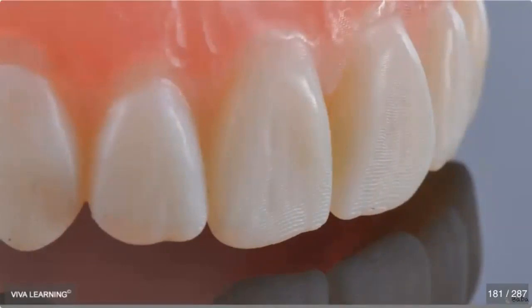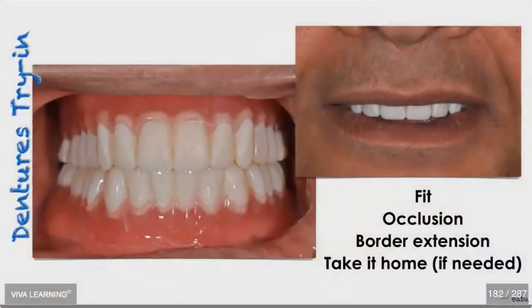and try it. Now, one thing about printed dentures is the surface texture of the teeth is not very nicely done because of the printing by layer. And then there is sometimes some excessive polishing that needs to be done, which changes the morphology of the teeth. But they're good enough to check the fit, they're good enough to check the occlusion, they're good enough to check the border extensions, and they can also be given to the patient to take home if needed.